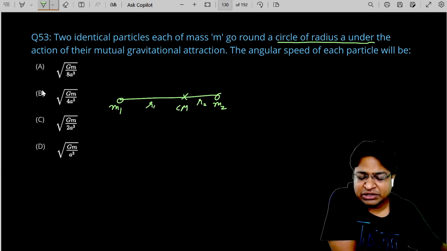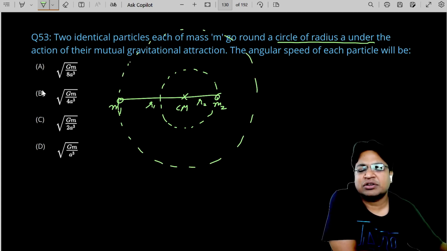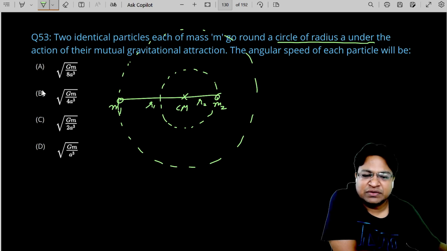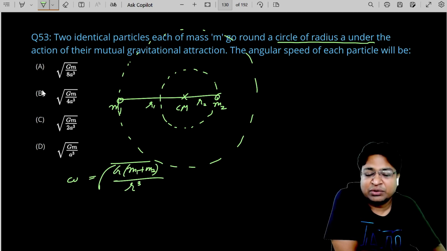Here we are dealing with particles of same mass, so center of mass would be midway between them, but I'm just giving you the normal formula right now. So m2 will go on a circle of radius r2, and m1 will go on a circle of radius r1. Both will have the common center of mass as the center of the circle. So here you see that the separation between the particles is the sum of the radii. When we solve and get the value of omega, it is root of G into (m1 plus m2) divided by the cube of separation. So this is the formula that, if you are aware of it, you can directly do this question.